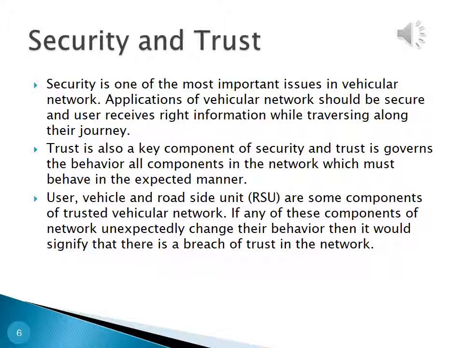Security and trust. Security is one of the most important issues in vehicular network. Applications of vehicular network should be secure and the user should receive the right information while traversing along their journey. Trust is also a key component of security, and trust governs the behavior of all components in the network, which must behave in the expected manner. User, vehicle and roadside unit, RSU, are some components of a trusted vehicular network. If any of these components unexpectedly changes its behavior, then it would signify a breach of trust in the network.